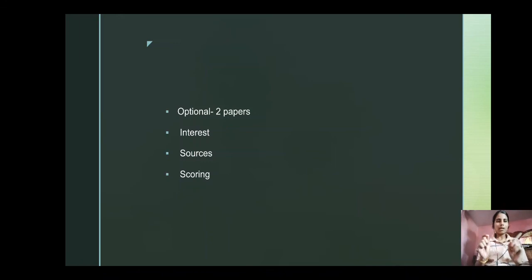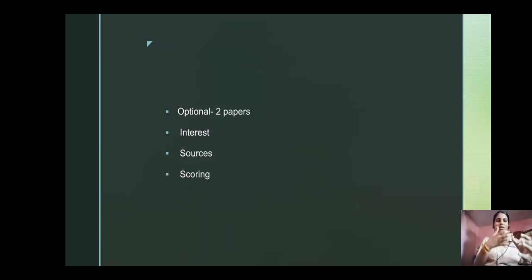But one thing you need to keep in mind: if you are selecting a subject which will support your GS as well as optional, the answer writing for both goes in divergent ways. Your general studies paper answer cannot substitute the answer in an optional paper, because optional is more about specifics.